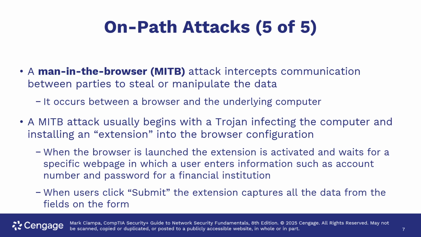The man-in-the-browser attack intercepts communication between parties to steal or manipulate the data. It might be between a browser and an underlying computer. A man-in-the-browser attack usually begins with a Trojan infecting the computer and installing an extension onto the browser configuration. When the browser is launched, the extension is activated and waits for a specific web page in which a user enters information such as an account number and a password for a financial institution. When the user clicks submit, the extension captures all that data from the fields on the form.